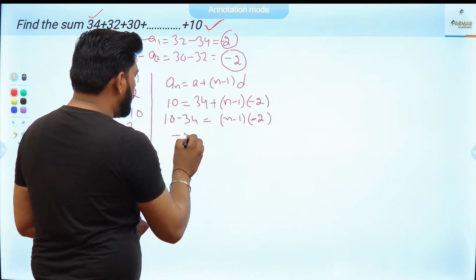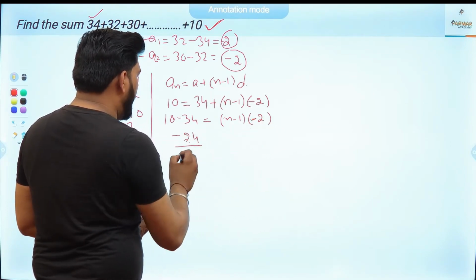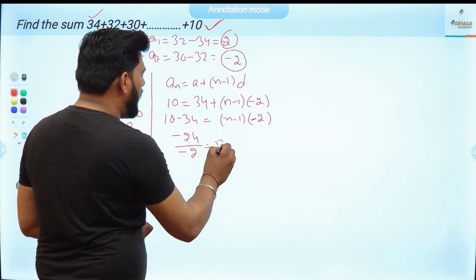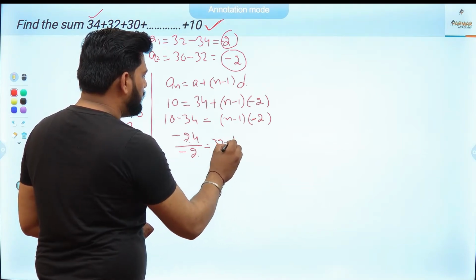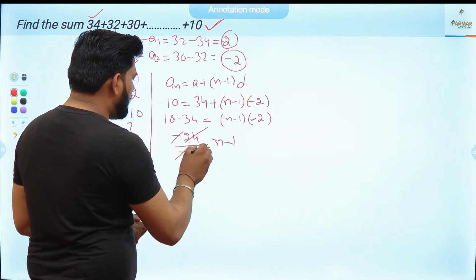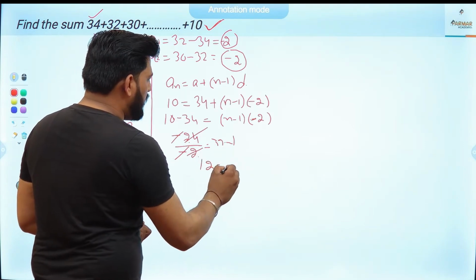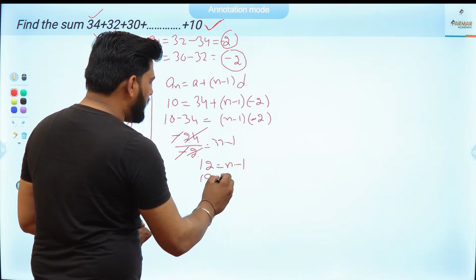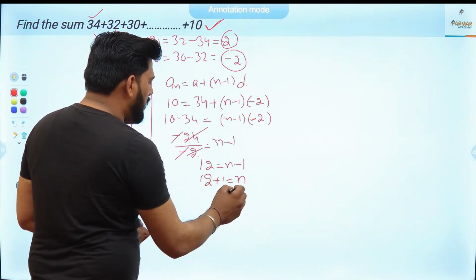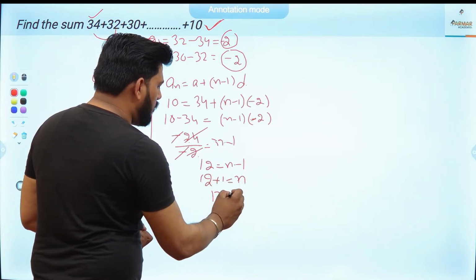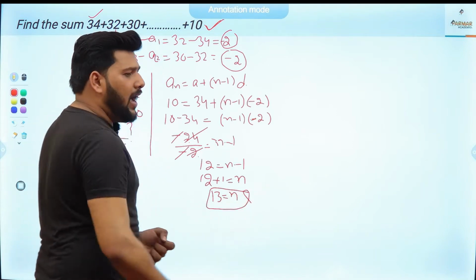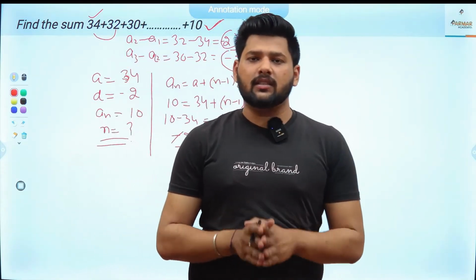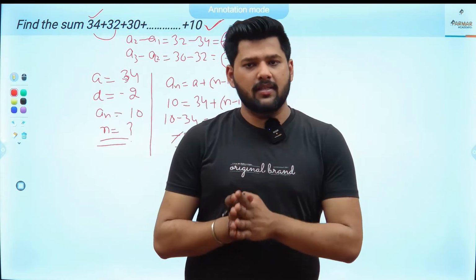So minus 24 divided by minus 2 is equal to n minus 1. That is, 12 is equal to n minus 1. 1 gets added to this side, 12 plus 1, that is equal to n. So 13 is equal to n. That means we have to find the sum of the first 13 terms of this AP series.